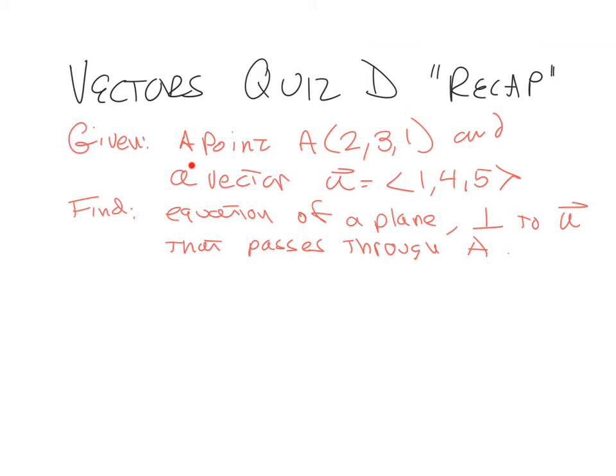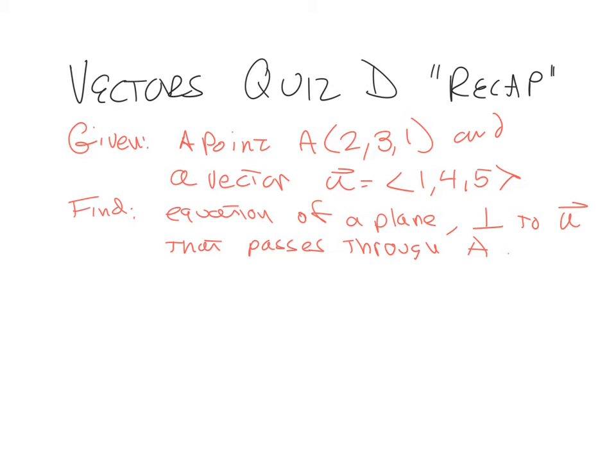We're given that we have a point A at these coordinates. This is a three-dimensional point x, y, and z, and a vector u with these components, x, y, and z. Find the equation of a plane that's perpendicular to vector u and that passes through point A. So when we come up with this equation for a plane, the coordinates of point A will satisfy the equation and the plane will be perpendicular to the vector u.